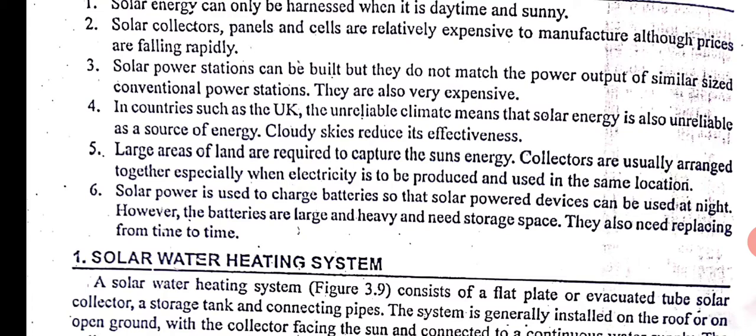Third, solar power stations can be built, but they do not match the power output of similar size conventional power stations. I don't know whether you have visited a thermal power plant, or the nuclear power plant at Kaiga. Though that area is small, the power is very huge. Kaiga produces around 840 megawatt continuously 24/7, with no pollution, and the area consumed is very little. Whereas solar power plants use large areas and are also very expensive.